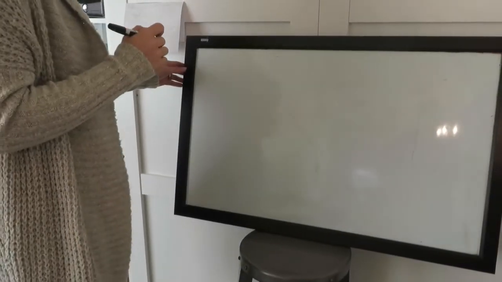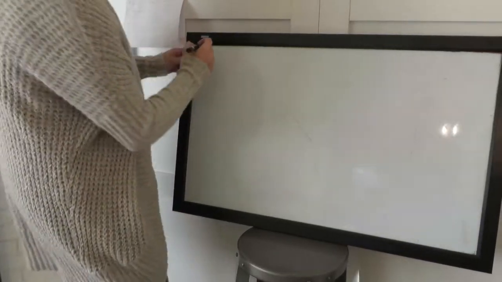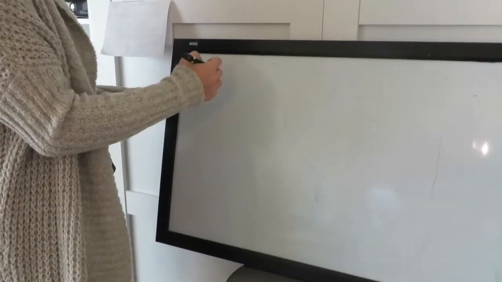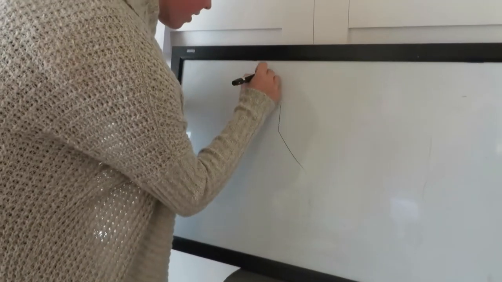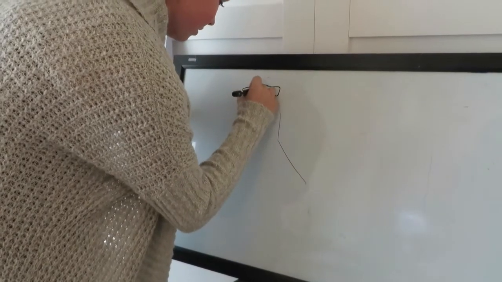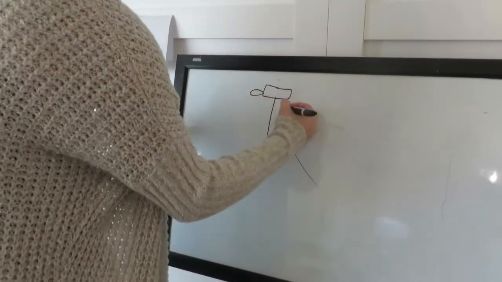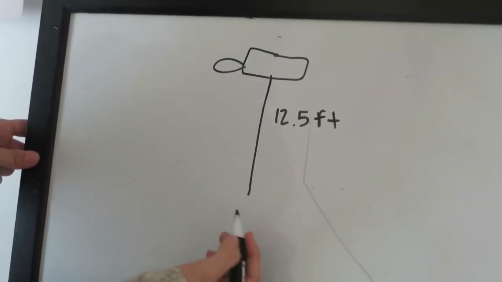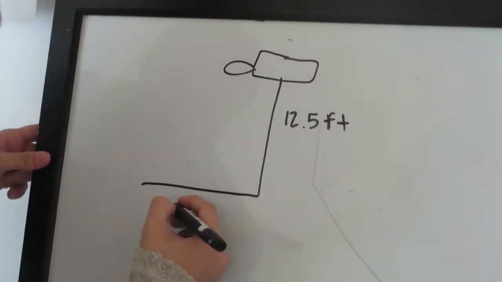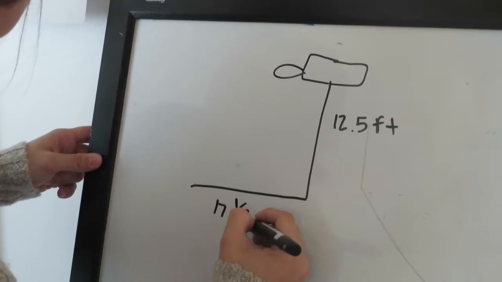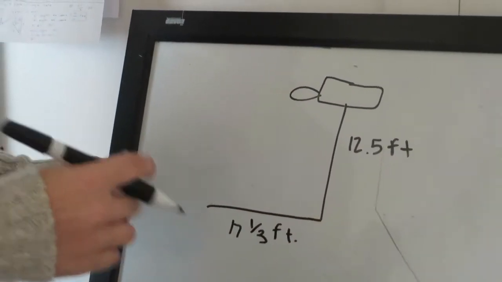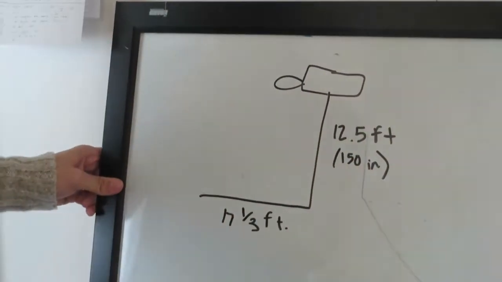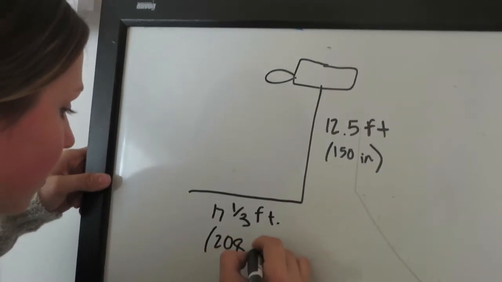So today we're going to find the angle of elevation when lengths are known. The height of a basketball backboard is 12.5 feet and the shadow is 17 1/3 feet. So let's just draw that. This is going to be 12.5 feet, and this is going to be 17 1/3 feet. But we're going to convert that to inches. So this is actually going to be 150 inches and 208 inches.